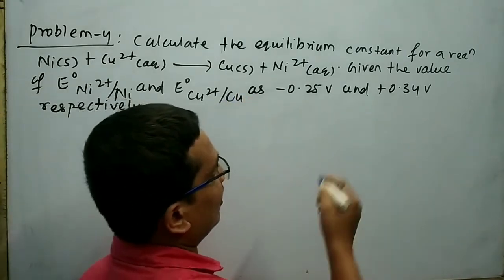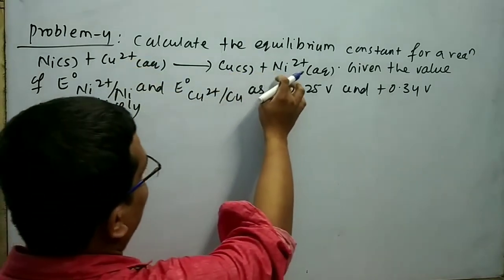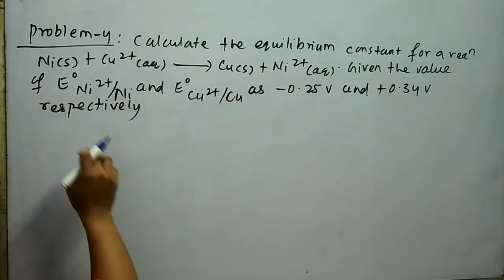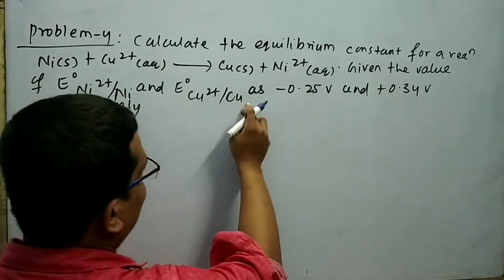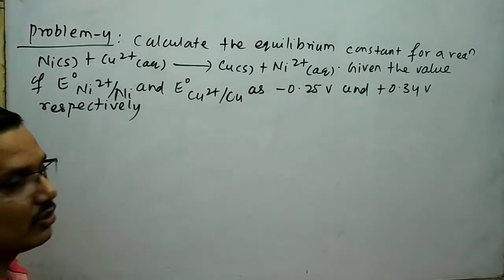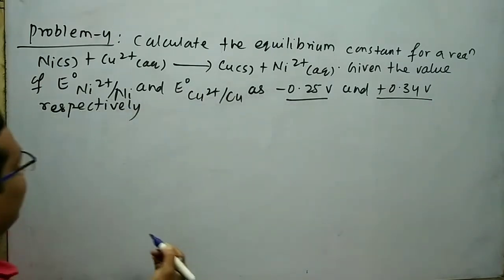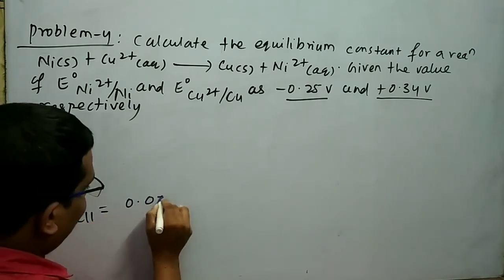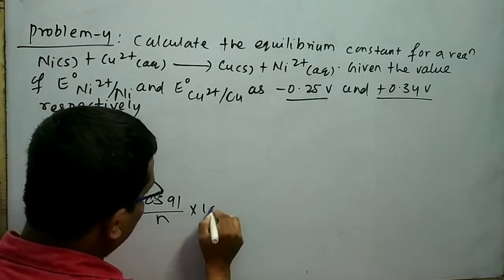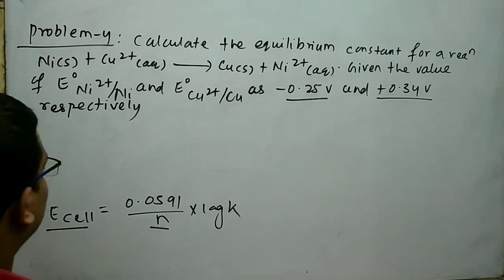Calculate the equilibrium constant for a reaction: Ni solid plus Cu2+ aqueous gives Cu solid plus Ni2+ aqueous. Given the values of E0 Ni2+|Ni and E0 Cu2+|Cu as minus 0.25 volt and plus 0.34 volt respectively. Our question is to find out the equilibrium constant. We know that E cell equal to 0.0591 divided by n into log k. Our aim is to find out the E cell and n.